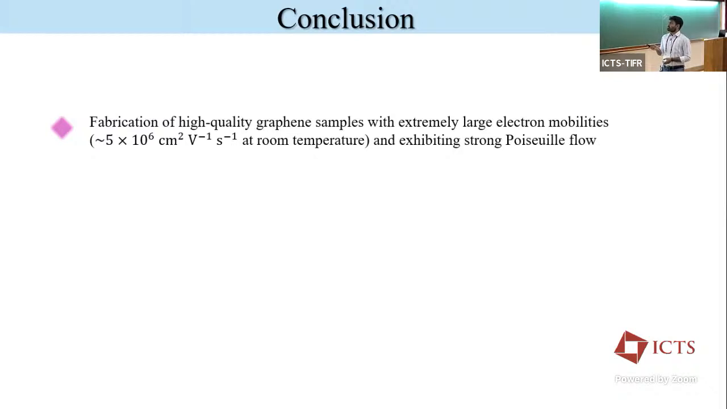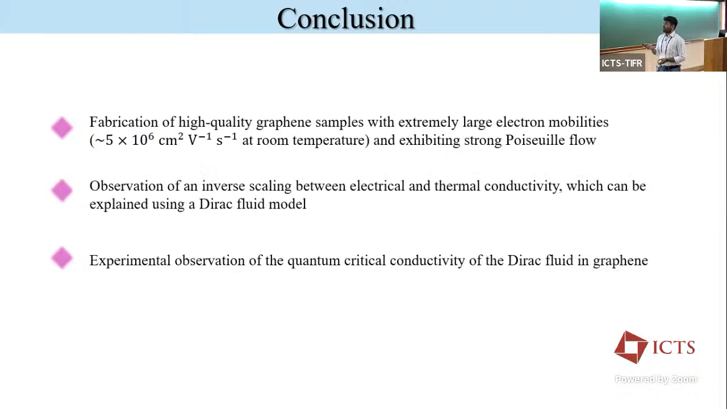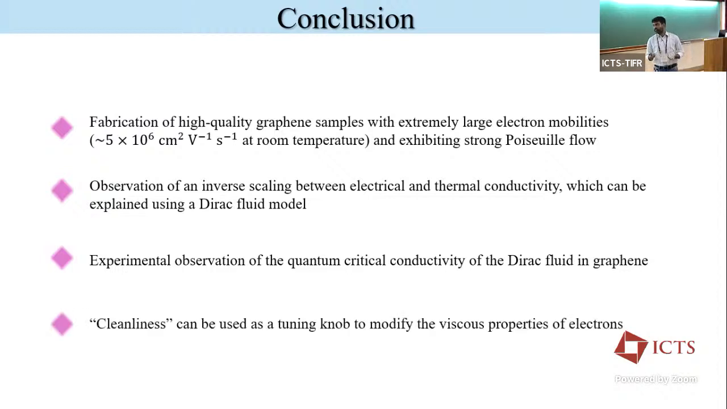Secondly, we see this inverse scaling between the electrical and thermal conductivity, and it can be explained using the Dirac fluid model, which again states that we see the Wiedemann-Franz law violation. We also have the experimental observation of the quantum critical conductivity of the Dirac fluid in graphene. And last but not least, we also try to show that cleanliness can be used as a tuning knob to modify the viscous properties of the electrons.